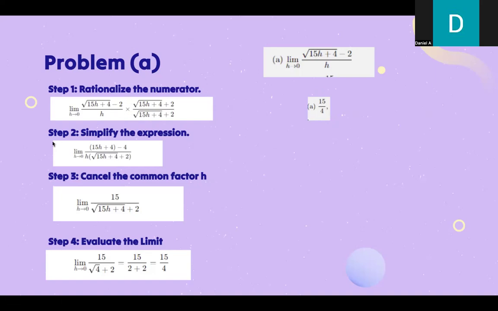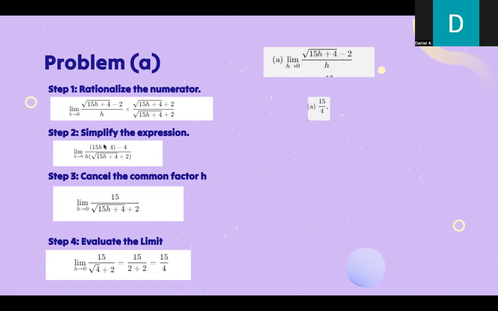Anyways, first we gotta rationalize the numerator. First, we got to multiply the numerator and the denominator by the conjugate of the numerator to get rid of the square root in the numerator. Yeah, say that 5 times. So we basically are just gonna multiply that by that, and we cancel out these two right here. And we are going to go on to step two, which is to simplify the expression.